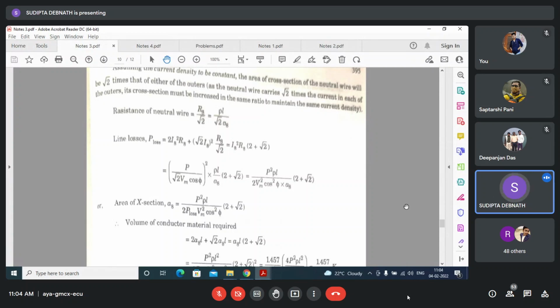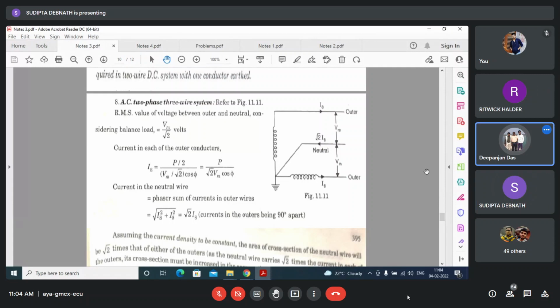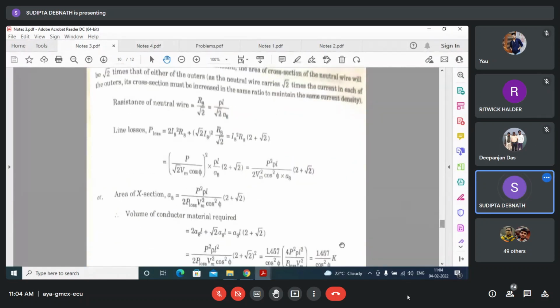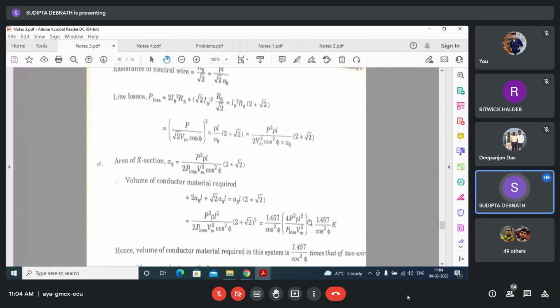Now for the volume of conductor material, you have to consider the volume of all three conductors. That means twice into A8 into L plus root 2 into A8 into L, like this. So you take A8 L common, and ultimately you will be getting, in terms of K, 1.457.